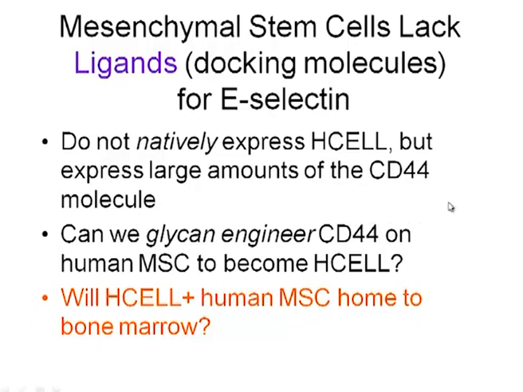This led us to ask a simple question. Could we glycan engineer the CD44 molecule on the mesenchymal stem cell surface itself to create the HCELL molecule? And if we were capable of that glycan engineering, would those live functional mesenchymal stem cells traffic into the marrow and make bone in the marrow? That was the question.